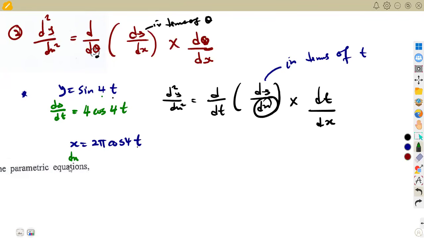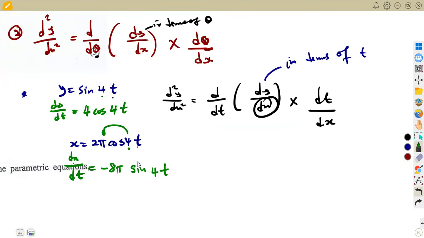Then the derivative of x with respect to t: in this case, cos changes to a negative sine, but this number multiplies here, so it's 2 pi times 4, being negative, so it will be negative 8 pi. So that's negative 8 pi sine 4t. That's what we are having in this case.